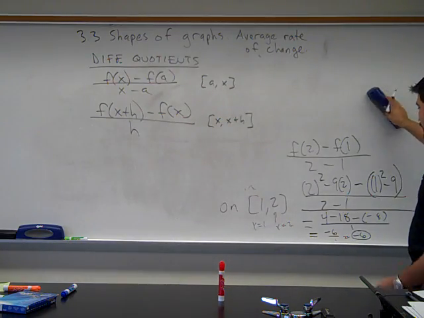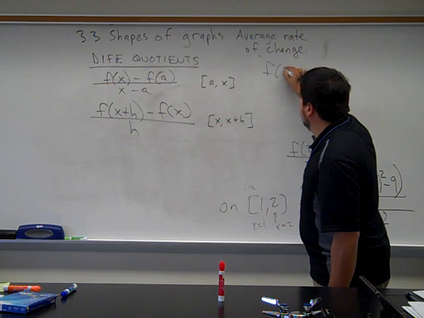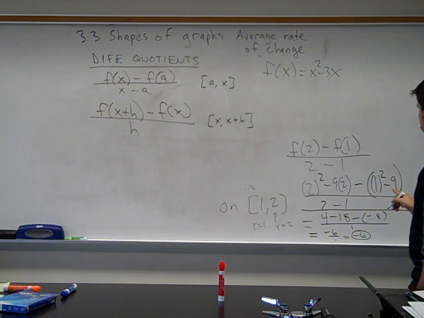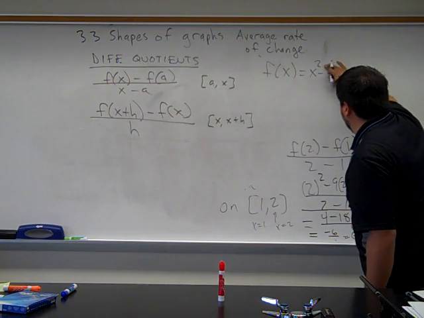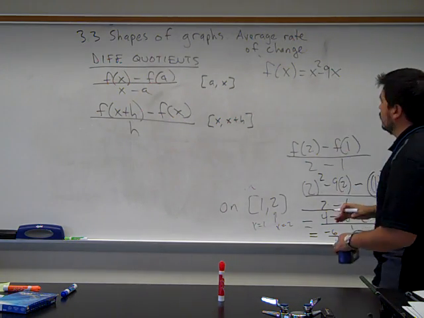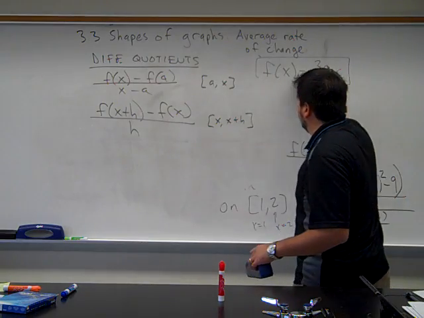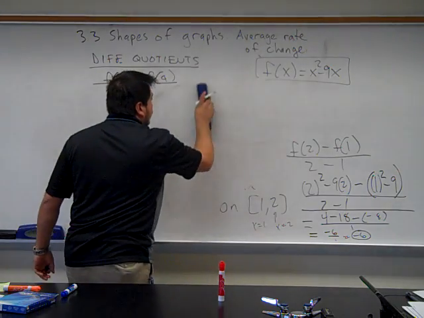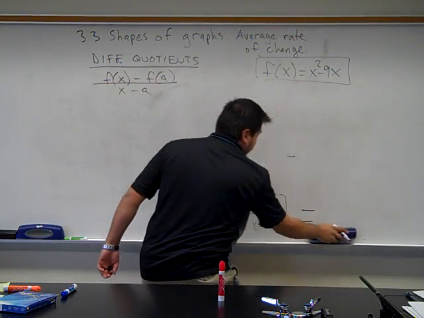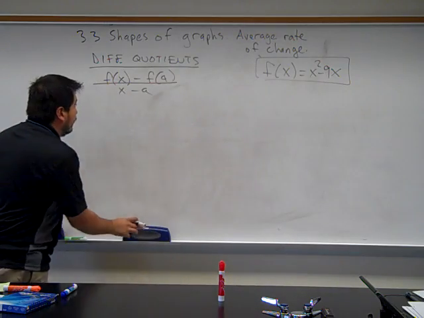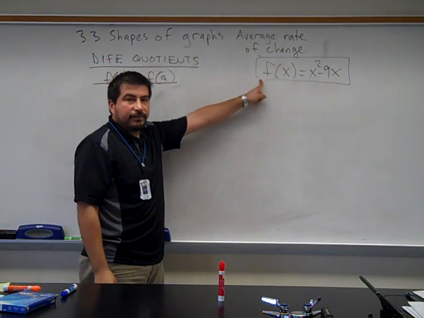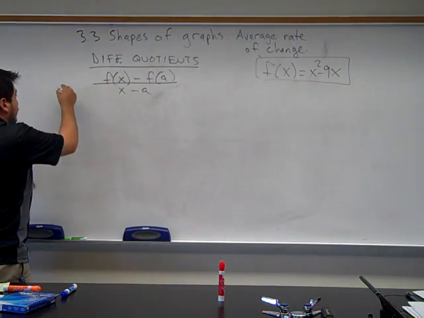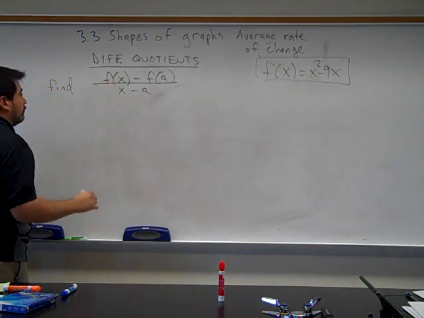Let's just keep f of x, what was it? f of x, I think, was x squared minus 3x. No, I think it was 9x. Okay, so let's use that function that I used before when I did average rate of change from 1 to 2, and let's see what happens. Okay, so what will the problems look like? It'll say, here's f of x. So if f of x is equal to this rule right here, find this thing. Find this difference quotient. Simplify it.